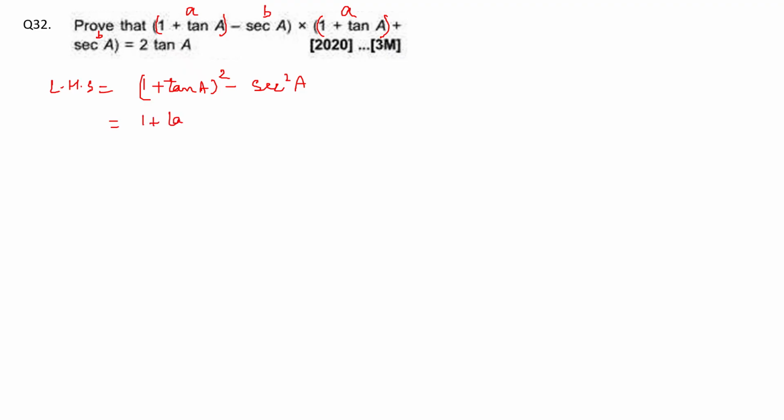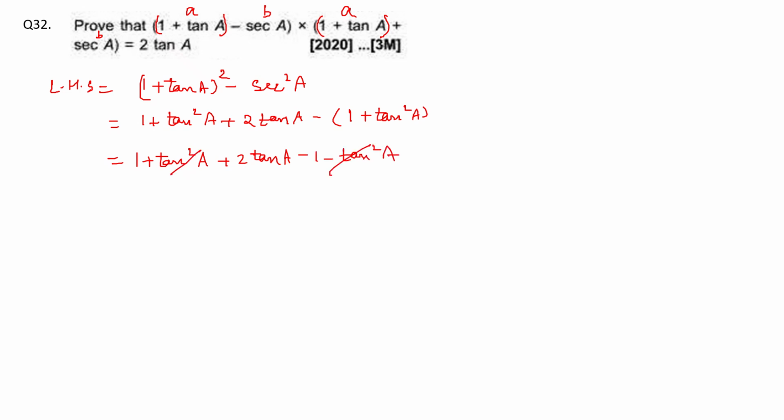Now (1 plus tan A) whole square expands as (a plus b) whole square. So it will be 1 plus tan square A plus 2 tan A, and sec square A. Use the identity: you can write 1 plus tan square A. Okay. So now 1 plus tan square A plus 2 tan A. Let's open the brackets: it will be minus 1 minus tan square A. So minus and plus tan square A cancel. 1 and minus 1 cancel. So the answer will be 2 tan A, which is equal to RHS. Okay, so this is done.